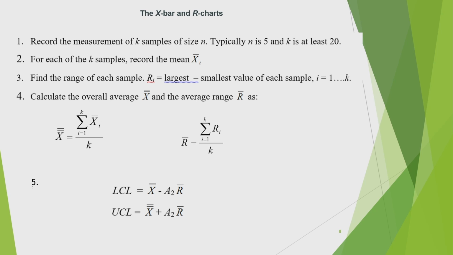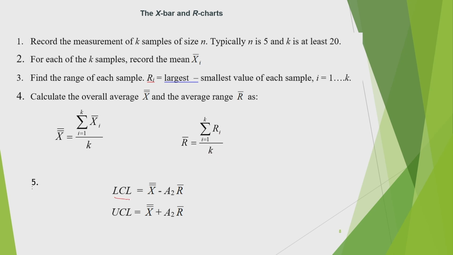So in the X bar chart, record the measurements of K samples of size N. Typically N is 5, that means the size is generally kept 5, and K is at least 20, that means we measure 20 samples. For each of the K samples, record the mean Xi and then find the range of each sample, which is very easy, the largest minus the smallest value of each sample, for i equal to 1 to K, and calculate the overall average X bar and the average range R bar, as X bar is equal to sigma i equal to 1 to K Xi by K, and R bar is equal to sigma Ri, i equal to 1 to K, Ri by K.